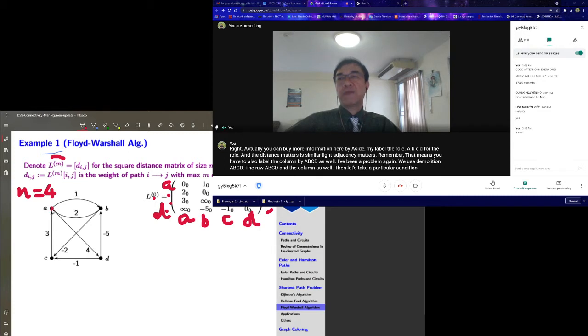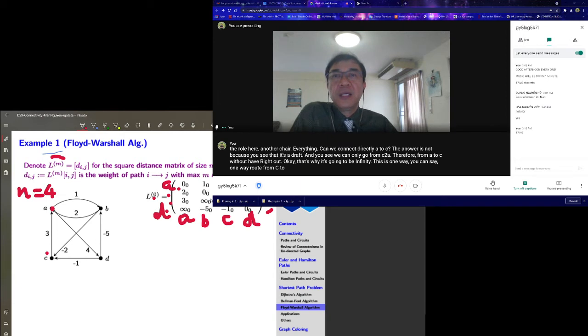Then let's take a particular connection and see. We start from A. You go to A, of course, the distance is 0 here. Do not change anything. Can we connect directly A to C? The answer is no, because this is a directed graph, and you see we can only go from C to A. Therefore, from A to C, we don't have the arc. That's why this one is infinity. This is a one way route from C to A. Yes, C to A. Actually, you can read it from the third row here.